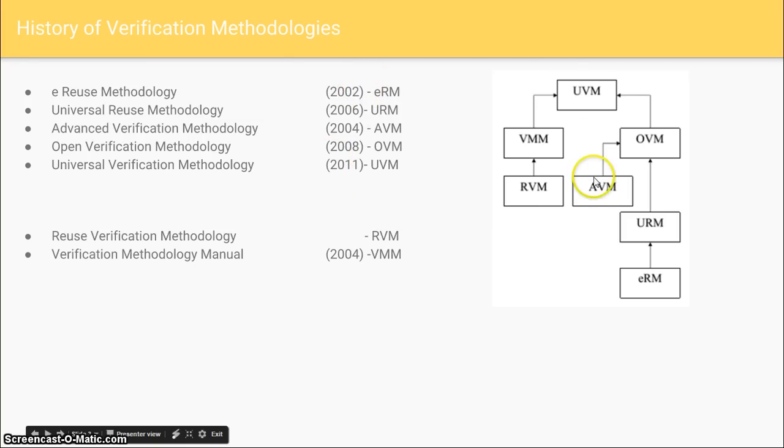Out of these, AVM is a methodology developed by Mentor Graphics, and OVM is a combined project by Mentor Graphics and Cadence. And VMM was a combined project by Synopsys and ARM. Finally, UVM adopted the OVM methodology and also took parts of the VMM methodology. So UVM is the most recent verification methodology available, and it is maintained by Accellera, which is a consortium of all the tool companies like Synopsys, Mentor Graphics and Cadence.